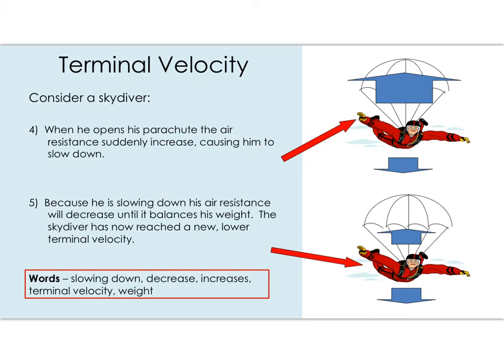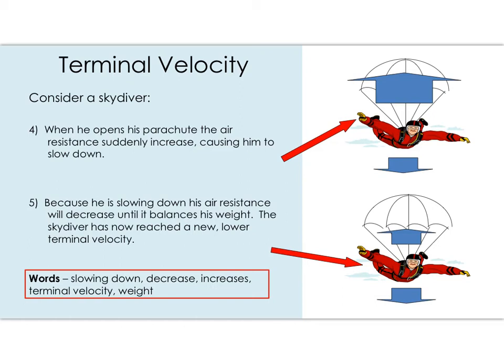So as air resistance increases, the skydiver will have a resultant force acting upwards. That will cause the skydiver to slow down. As he slows down, he'll have fewer collisions with the air particles in a given time, and so will his parachute, which means that the air resistance will decrease because there are now fewer collisions.